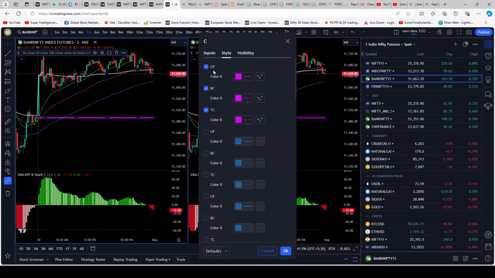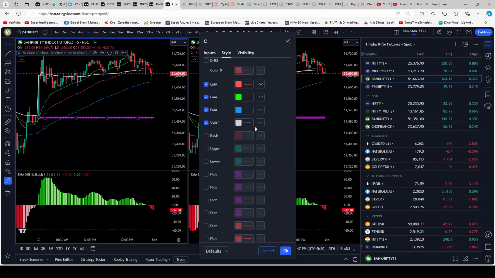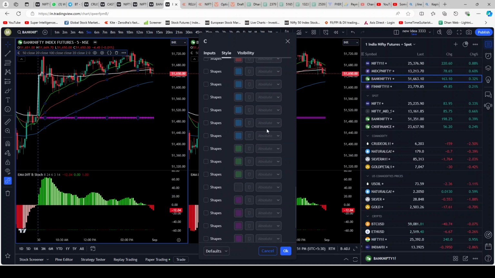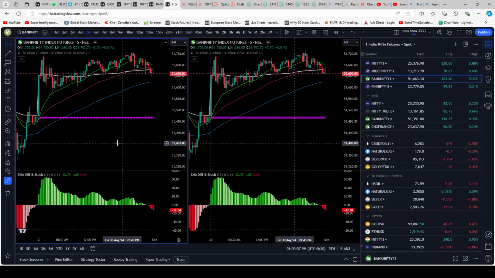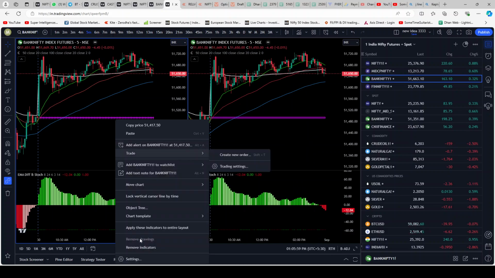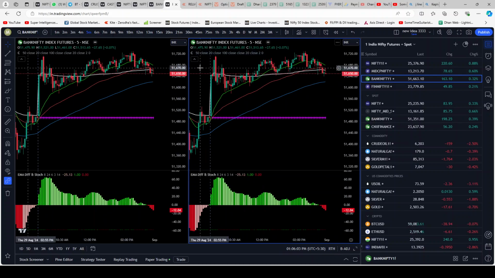In the style section, CP, BC and TC, we have made purple. Everything else is unticked apart from EMA and VWAP. VWAP we have made white. Okay, and that's the way it is. And once I apply this to the entire setting, it looks something like this. So you can pause the video and copy those settings.